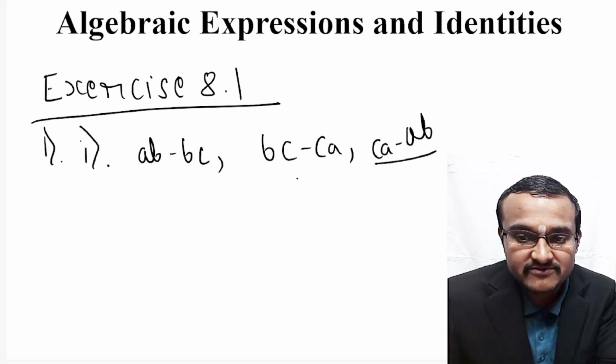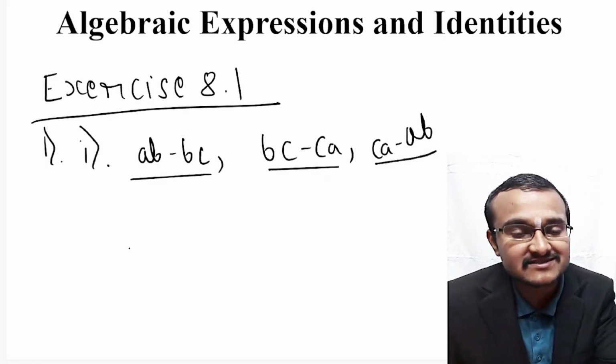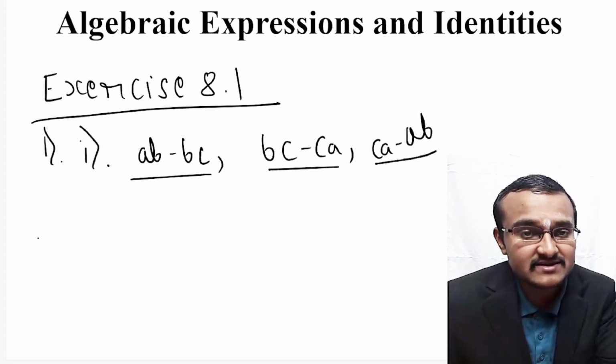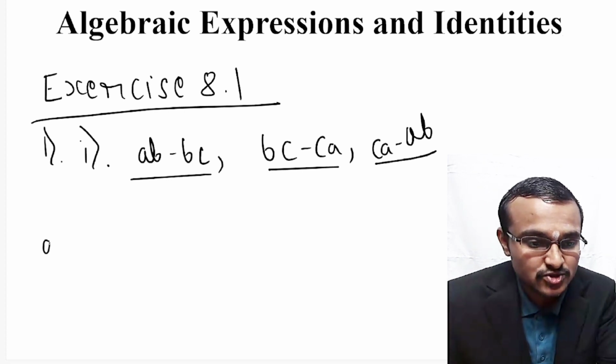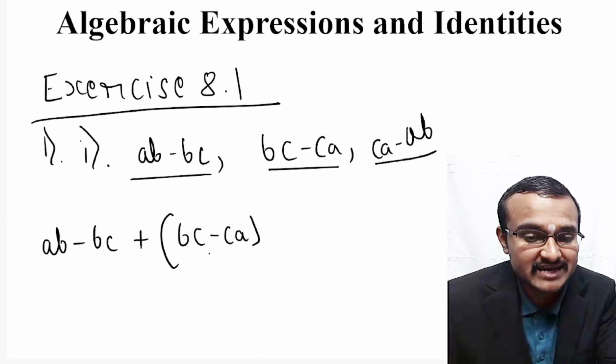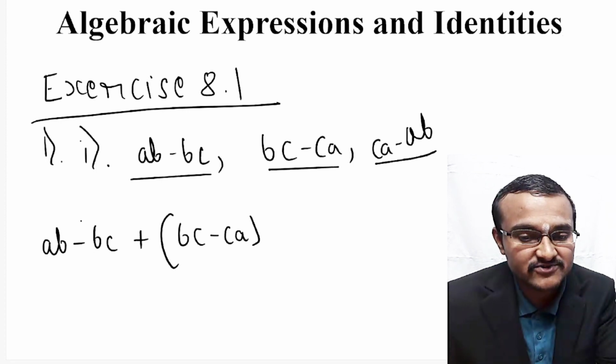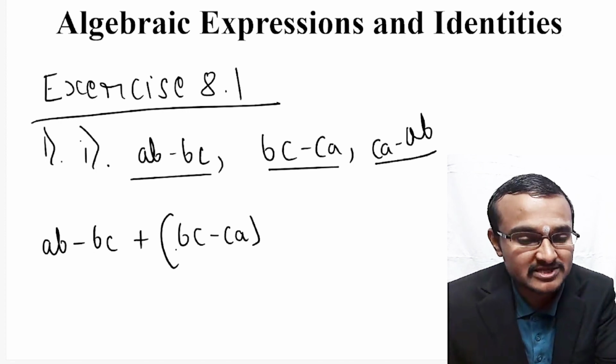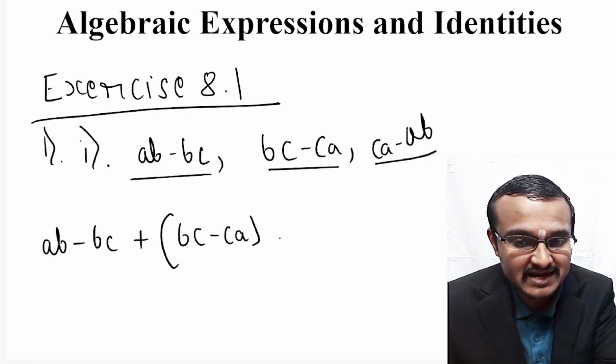So they have given three terms and you should add these three terms. Let's see what we will get if we add all these three terms. So AB minus BC plus, you should open a bracket and then take the second term, because here minus is there, you should not get confused with that. So that's why it is better to open the bracket and write the second term inside the bracket.